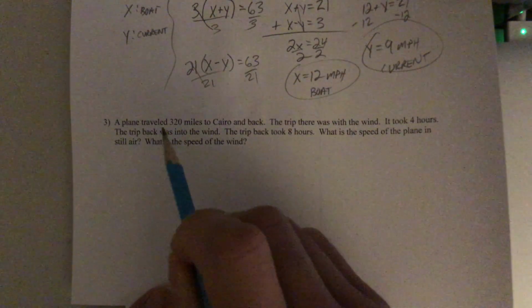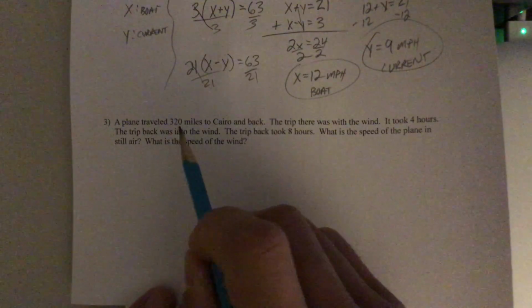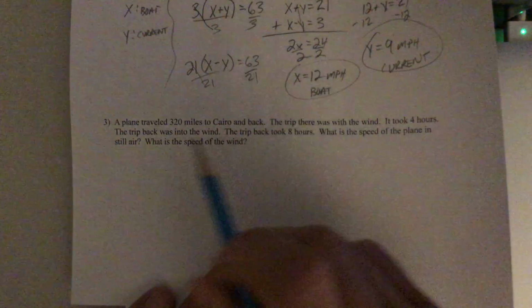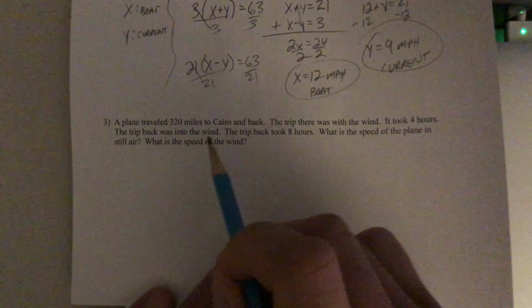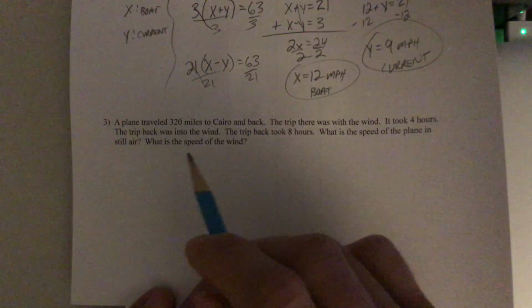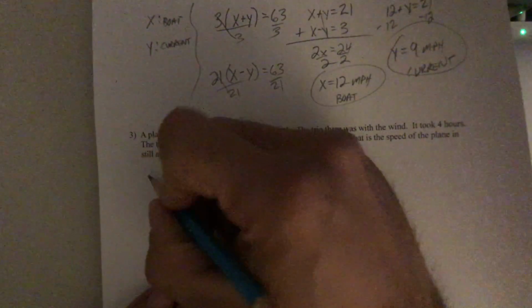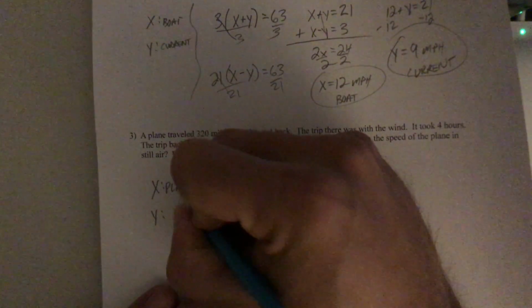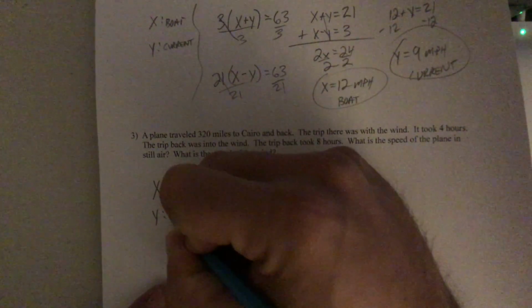A plane traveled 320 miles to Cairo and back. The trip there was with the wind. It took 4 hours. The trip back was into the wind. It took 8 hours. What is the speed of the plane in still air? What's the speed of the wind? Okay, let's do this. X is plane. Y is wind.